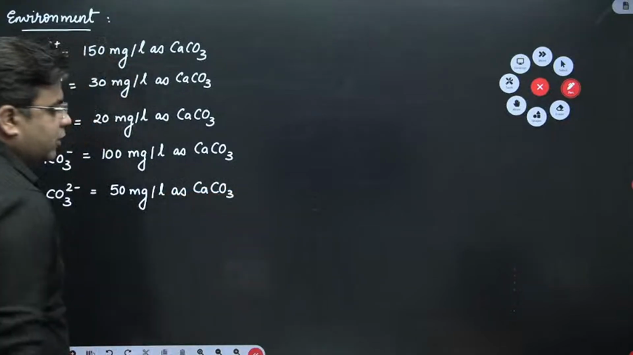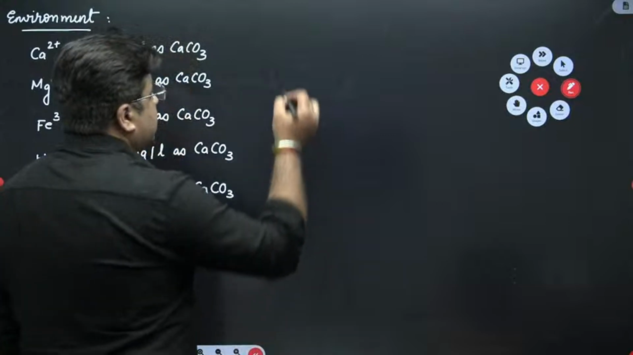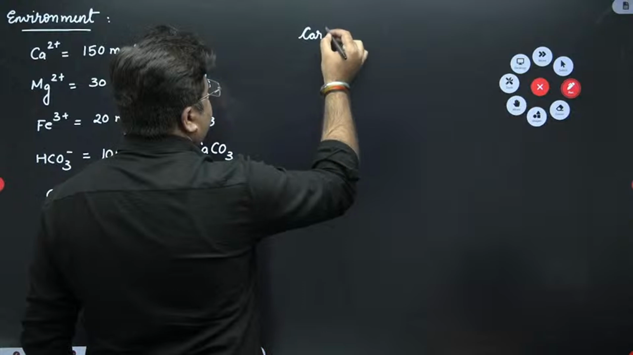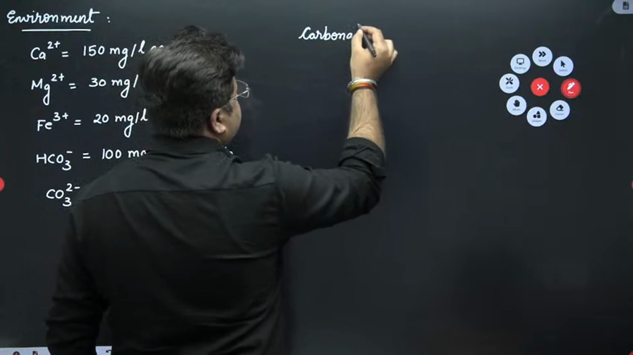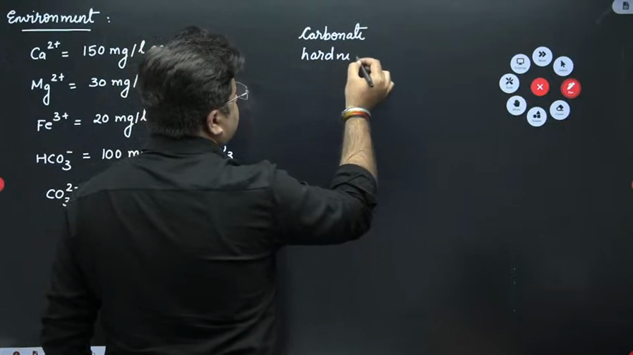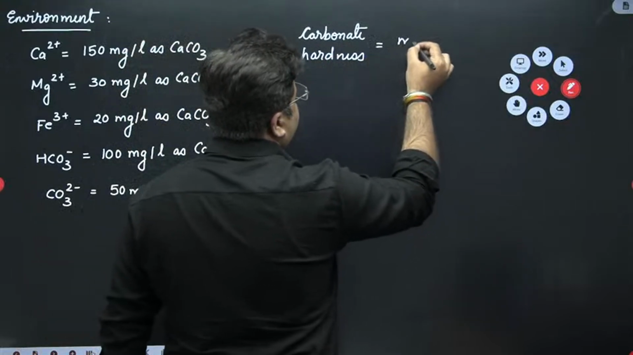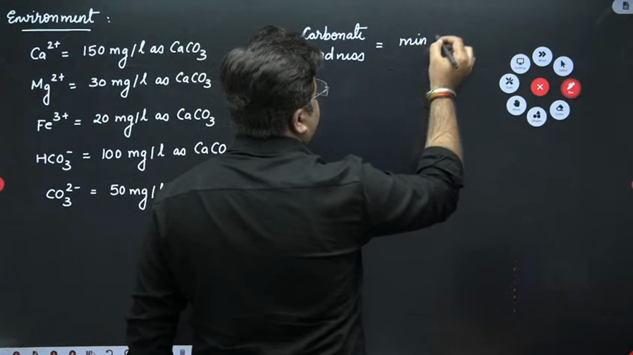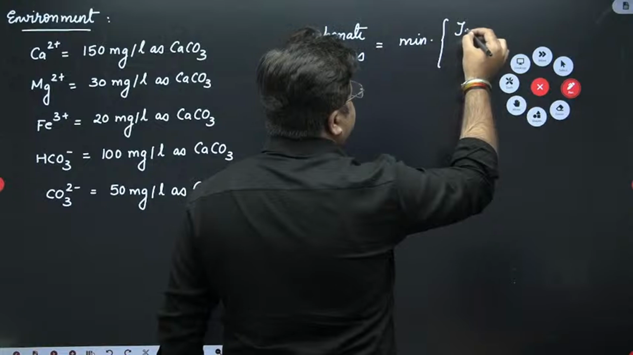You are asked to calculate the carbonate hardness for this. We know that carbonate hardness is the minimum of total hardness and alkalinity.